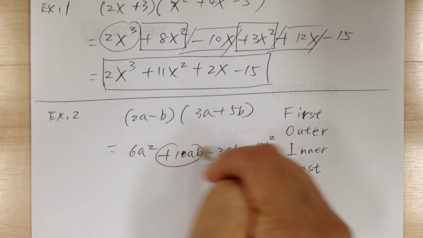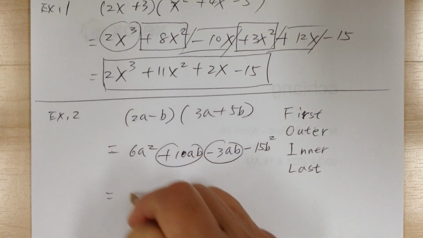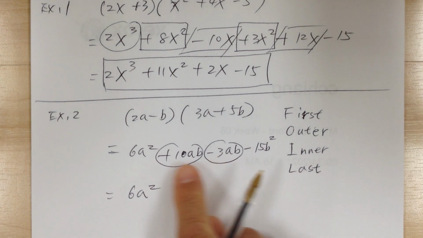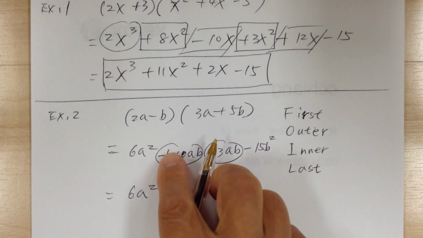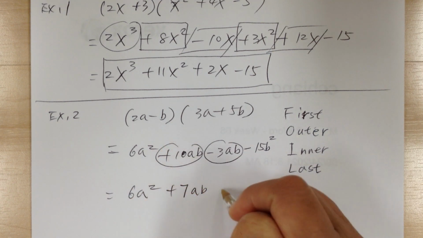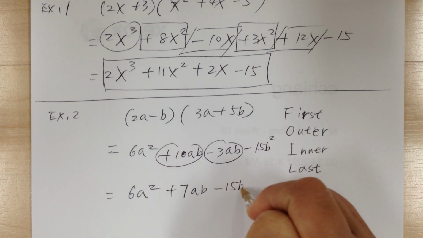After that, combine the like terms. Again, they're opposite signs, so you have to subtract the numbers, and you take the sign of the higher number, which would be positive. And the last term would be just minus 15b squared.